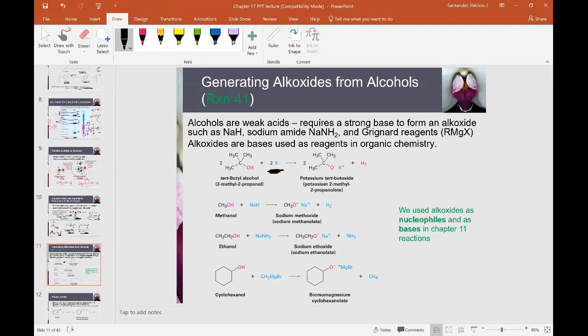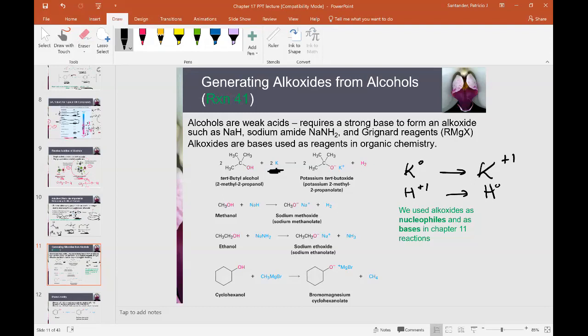What is happening in this reaction in terms of oxidation reduction? We have potassium 0 getting oxidized to potassium +1. So who is getting reduced? The one that is getting reduced is hydrogen. We have hydrogen +1 getting reduced to hydrogen 0. So that is interesting. This is a redox reaction.